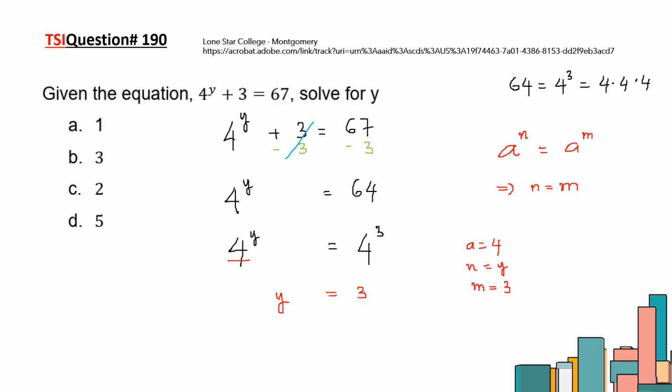See, we have 4 here to the power of y, and then this one to the power of 3. To make it the same, both sides, y has to equal 3. So B is the correct answer.